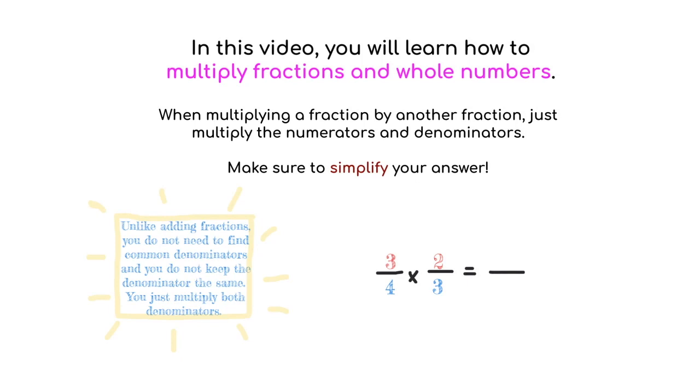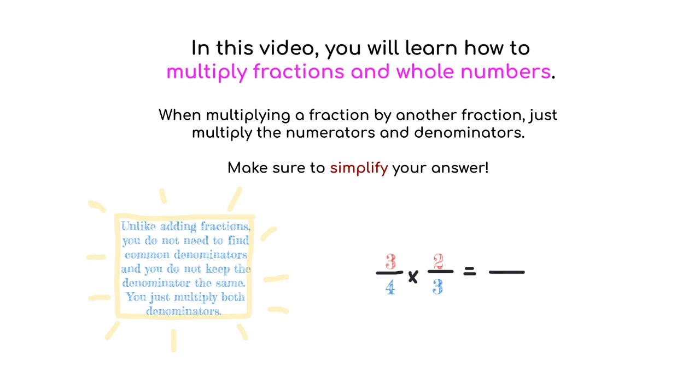In this video, you will learn how to multiply fractions by fractions and fractions by whole numbers. When multiplying a fraction by another fraction, it's simple. Just multiply the numerators together and the denominators together, and then make sure to simplify your answer. Unlike adding fractions, you do not need to find common denominators, and you do not keep the denominator the same. You multiply both denominators. So here is an example.